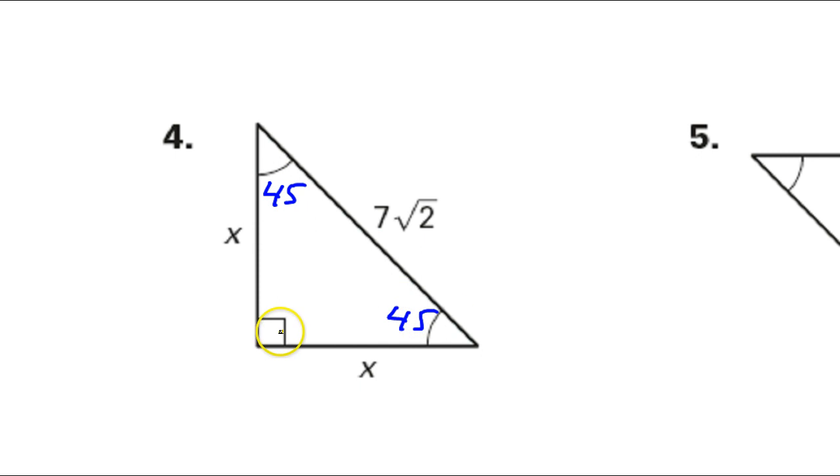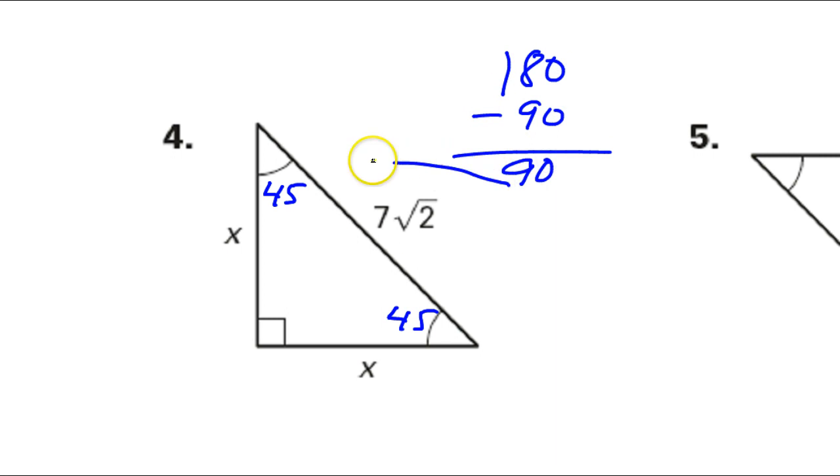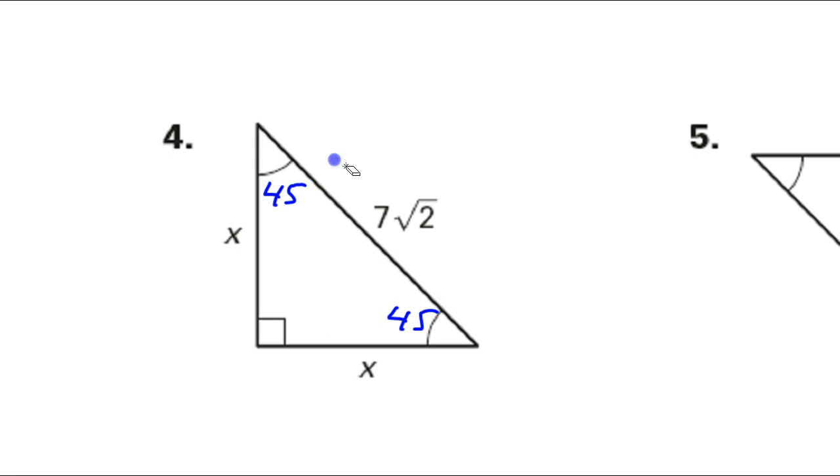We have 90 degrees. If you take 180, the total, and subtract the 90, that leaves 90 to be shared equally between these two angles. That's 45 and 45. So we know it'll be the special right triangle, and then we're back to what we were dealing with before. If the hypotenuse is 7 radical 2, that would only happen if the legs were both 7. 7, 7, 7 radical 2. So x must equal 7.